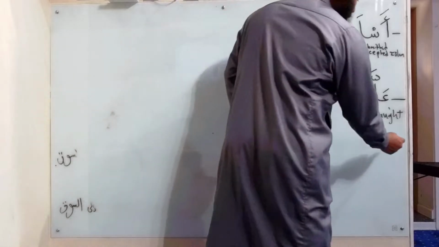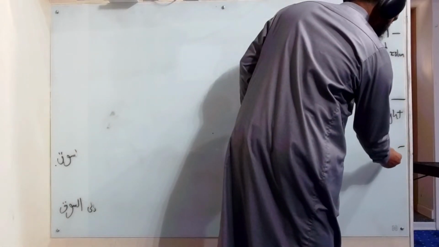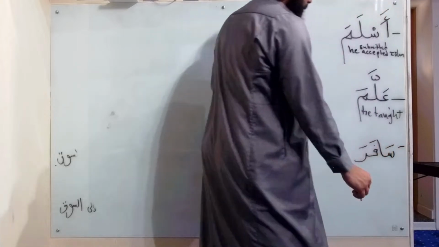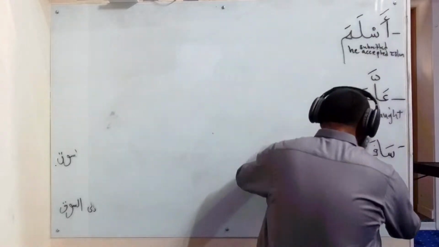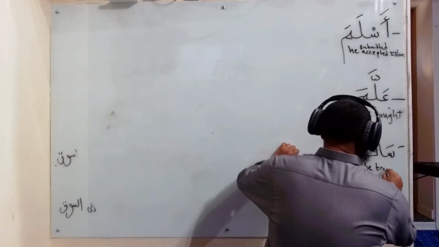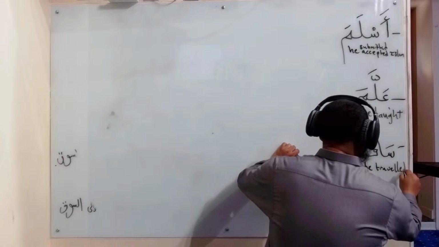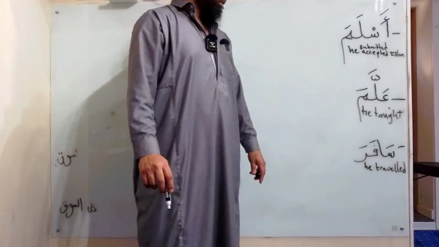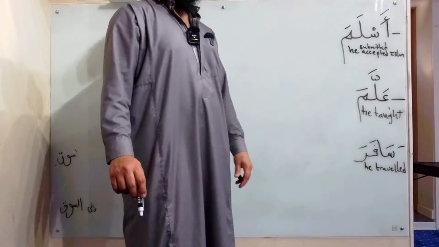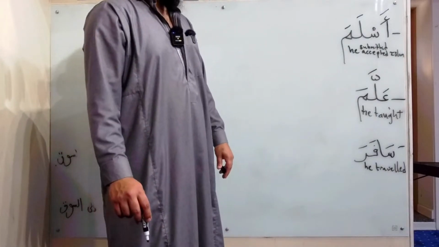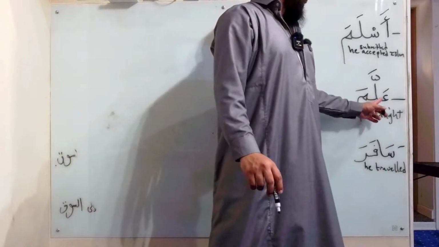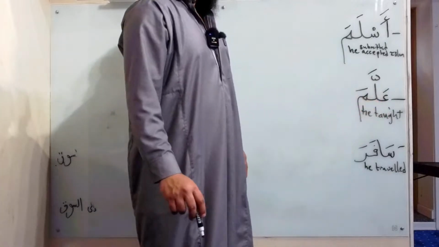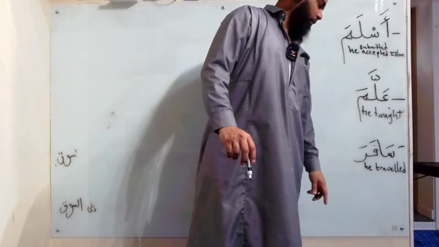You have the word safara. What does safara mean? He traveled, right? How many letters do we have there? 4, right? All these are still 4 letters. This one? The lam is twice, remember? The shadda means 2 lams. Safara, he traveled.